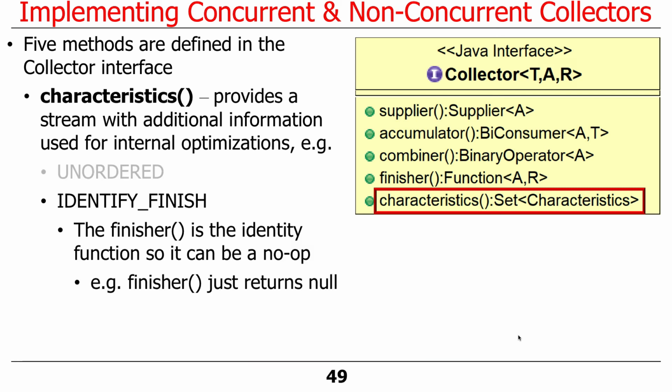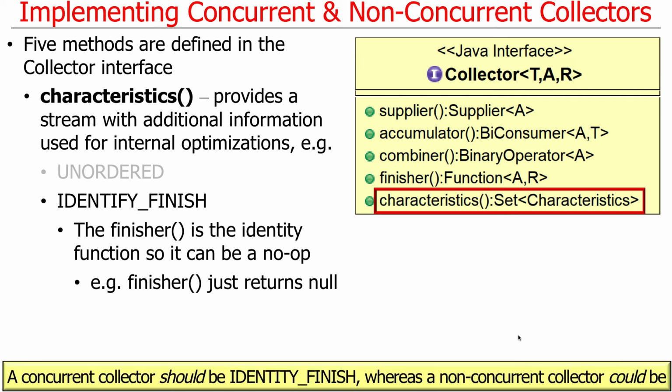The next flag is identity finish. And this basically says, is the finisher going to do any transformations to the results of accumulating and combining all the various elements? Or by the time we're done accumulating and combining, is the finisher a no-op? So in some cases, if the finisher is the identity function, it can just be a no-op. It can just return null. And as a general rule, a concurrent collector should be identity finish, whereas a non-concurrent collector could be. Depends on what it's going to do.